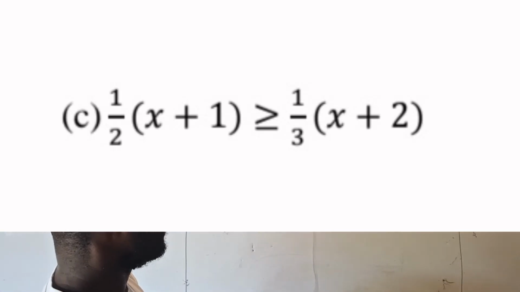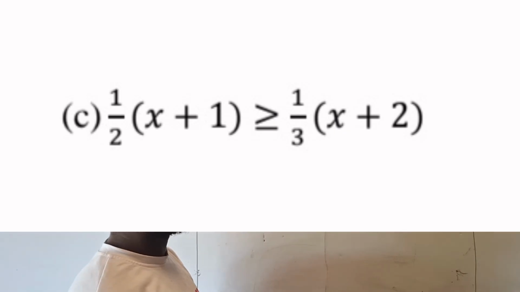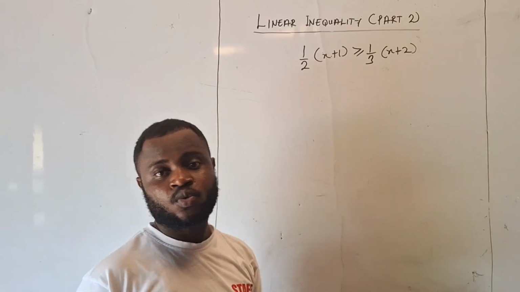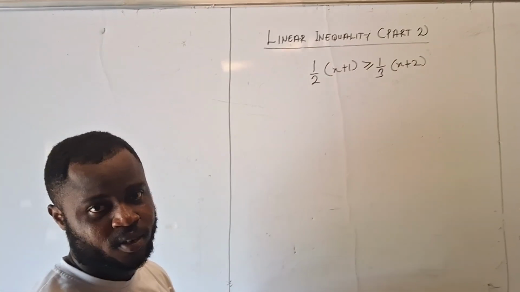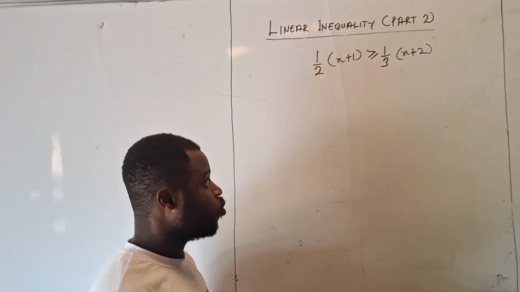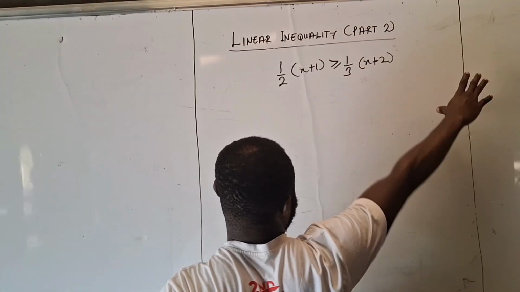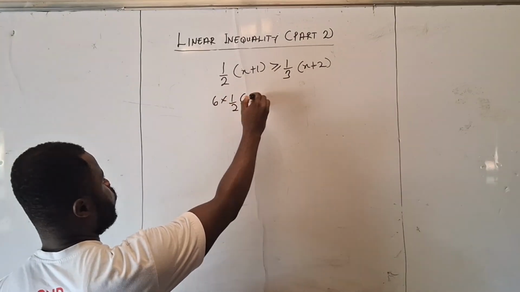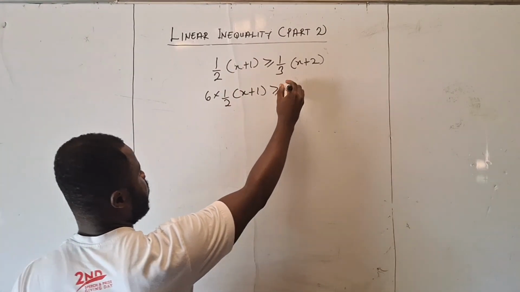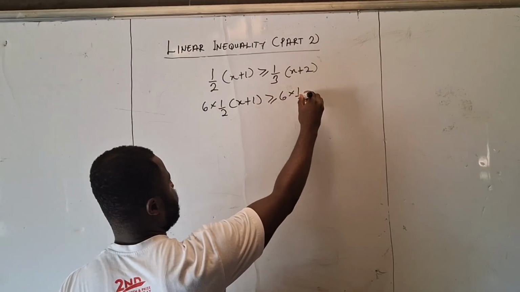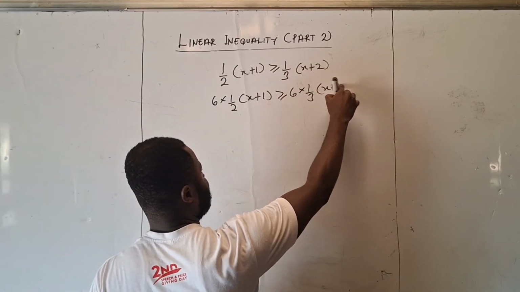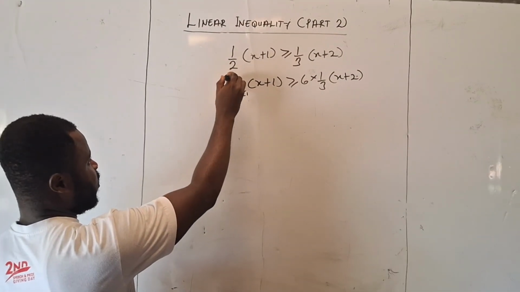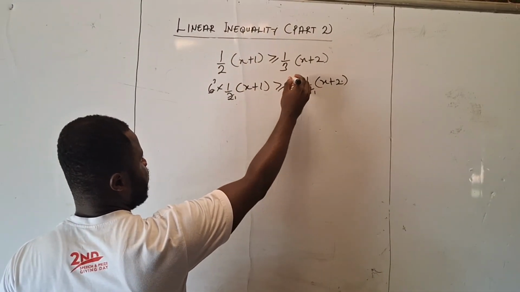So 1 on 2, bracket x plus 1, greater than or equal to 1 on 3, x plus 2. The denominators are 2 and 3, so the LCM is going to be 6. So we are going to multiply 6 times 1 on 2, x plus 1 bracket close, then 6 times 1 on 3, x plus 2. So 2 can divide here 1, divide here 3. 3 can divide here 1, can divide here 2.